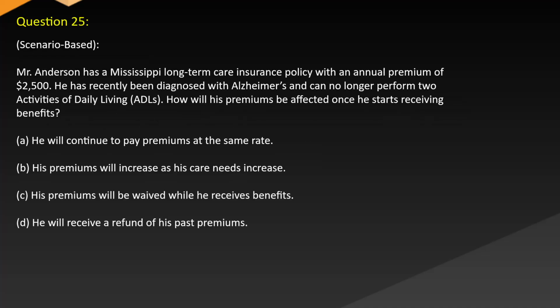Question 25, scenario-based. Mr. Anderson has a Mississippi long-term care insurance policy with an annual premium of $2,500. He has recently been diagnosed with Alzheimer's and can no longer perform 2 activities of daily living. How will his premiums be affected once he starts receiving benefits? A. He will continue to pay premiums at the same rate. B. His premiums will increase as his care needs increase. C. His premiums will be waived while he receives benefits. D. He will receive a refund of his past premiums.